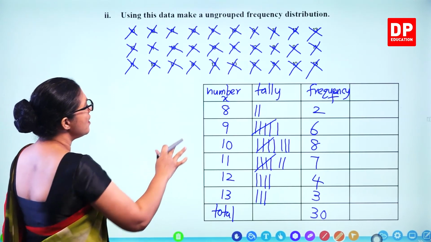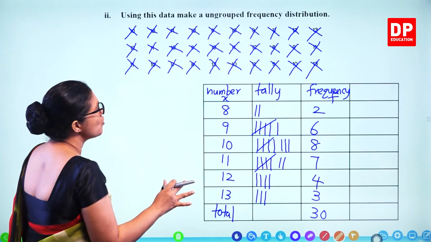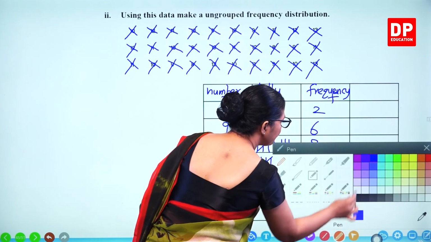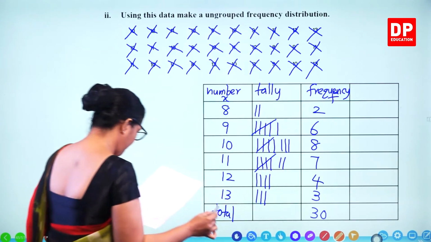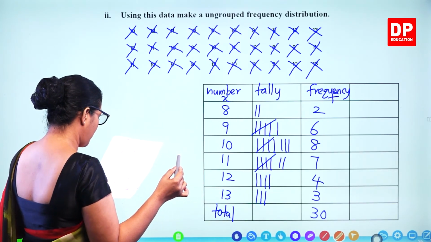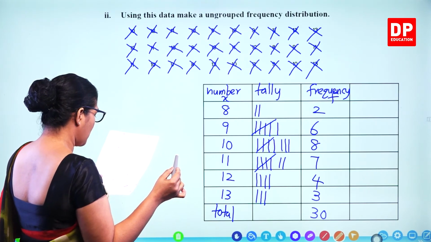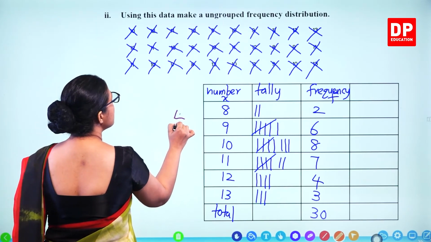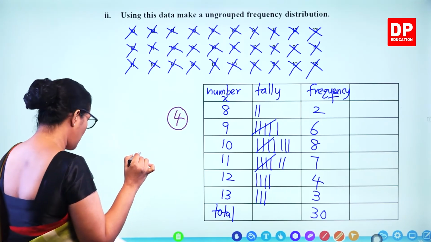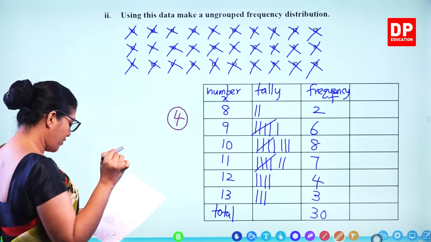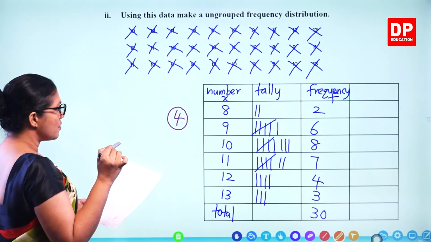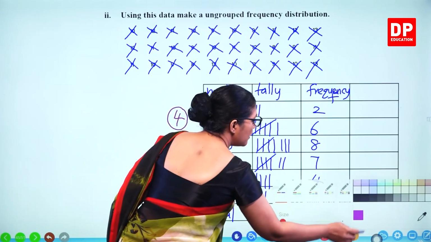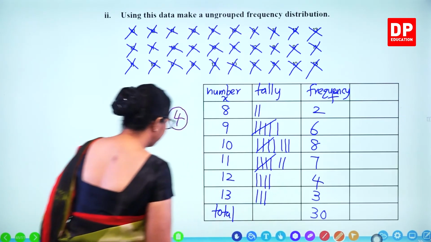So that's called the frequency distribution. So how many marks? So 4 marks for constructing this table. So earlier we gave 2, so 6 already given. 2, 6, 8, 7, 4, 3. That's correct. So we'll take the next part.